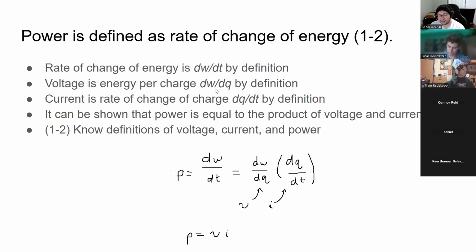So since we know voltage is dW by dQ, and current is dQ by dt, we can actually show that power can be expressed as voltage times current, right? And that's an important point here. This is a very general expression, right? I know last quarter we looked at Ohm's law and we could figure out the current-voltage relationship for a resistor. And so we can pretty easily find power dissipated in a resistor by just plugging it into this.